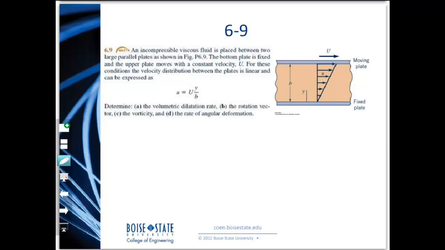An incompressible viscous fluid is placed between two large parallel plates as shown. The bottom plate is fixed and the upper plate moves with a constant velocity u. For these conditions, the velocity distribution between the plates is linear and can be expressed as shown there. You're asked to determine the volumetric dilatation rate, the rotation vector, the vorticity, and the rate of angular deformation in this problem.